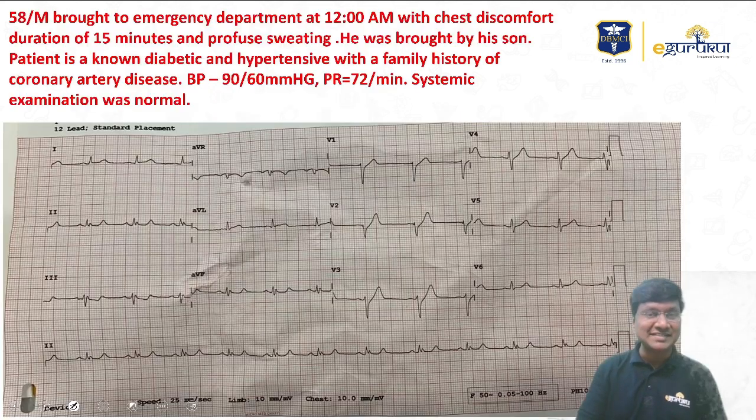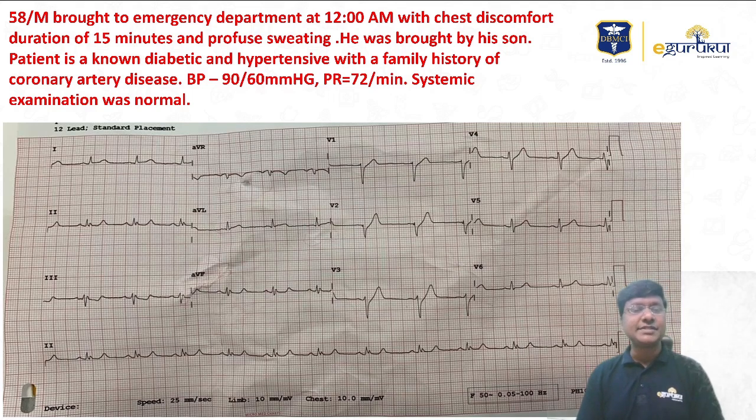Having said this, let me discuss the clinical scenario of the patient. We had a 58-year-old male patient brought to the emergency department at 12 a.m. with chest discomfort lasting 15 minutes, along with profuse sweating, and he was brought by his son. You take the patient history. The patient is a known diabetic and hypertensive for almost 10 to 15 years, and he also has a family history of coronary artery disease. The patient's father had a past history of LAD stenting, that is left anterior descending artery stenting.